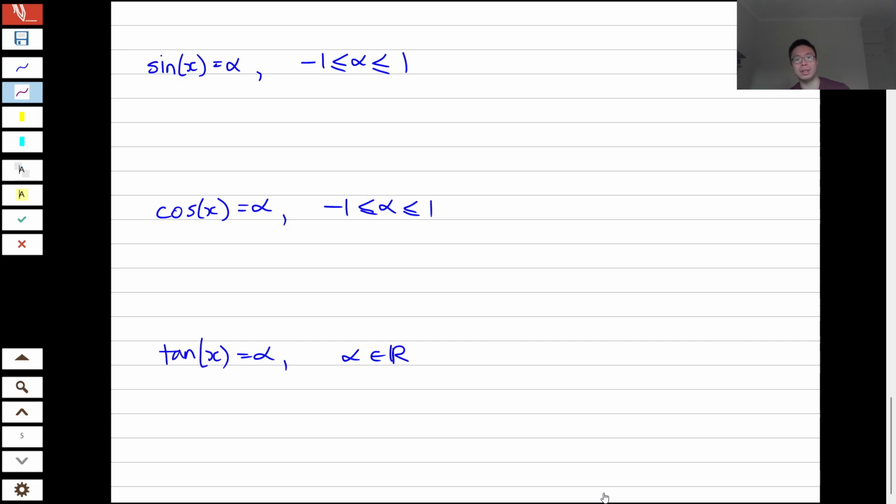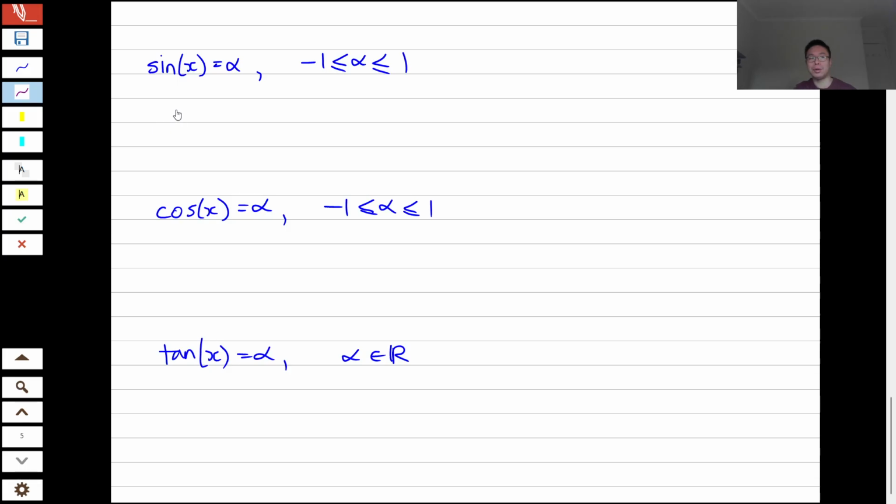Suppose I give you the equation sine of x equals some number alpha, where alpha is between -1 and 1. Now, the reason why I've chosen it to be between -1 and 1 is because the range on the sine graph is -1 to 1. So if it's outside that range, there's actually no solution. So I want this to be useful. I want to set this up so that there are solutions to the equation.